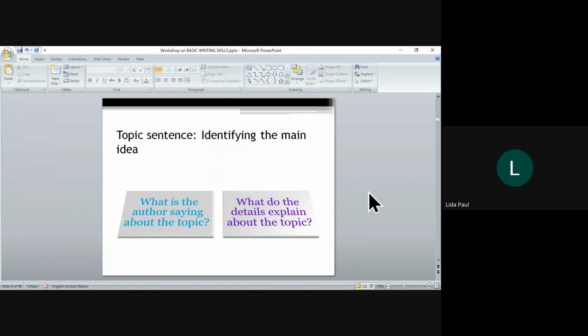Then, identification of main ideas. There are two additional questions that you can use. One is, what is the author saying about the topic, right?